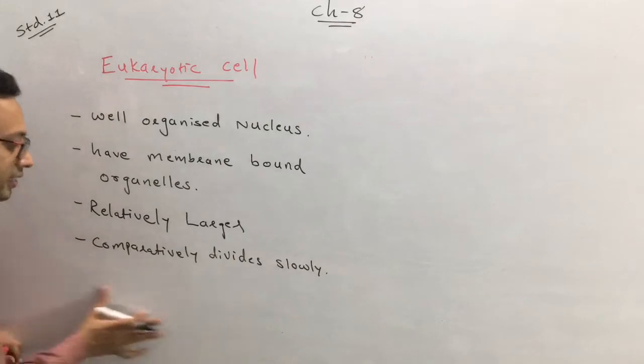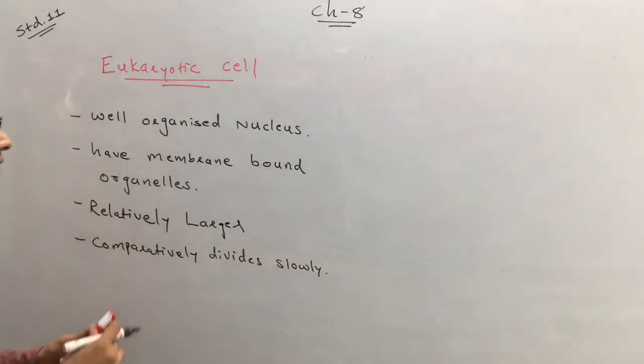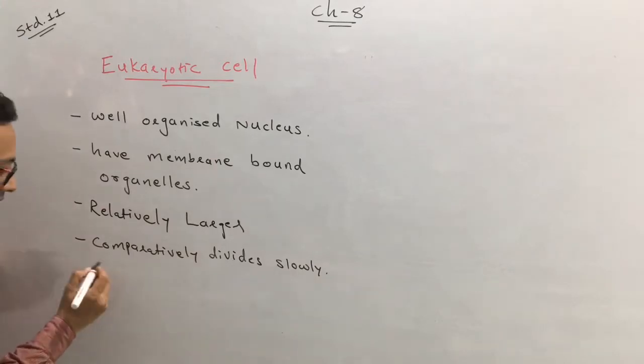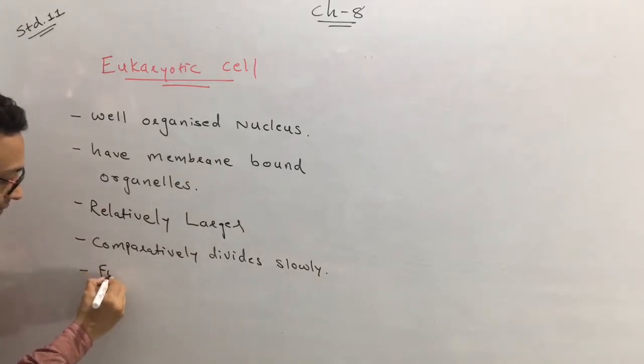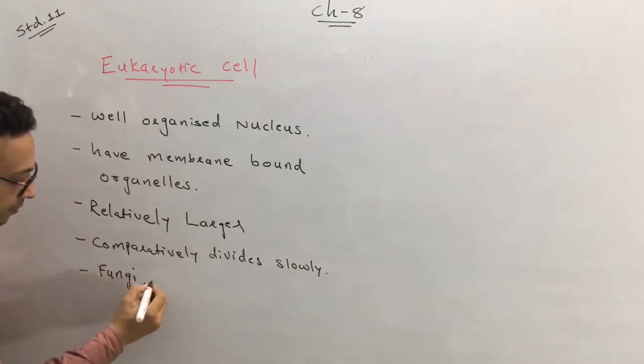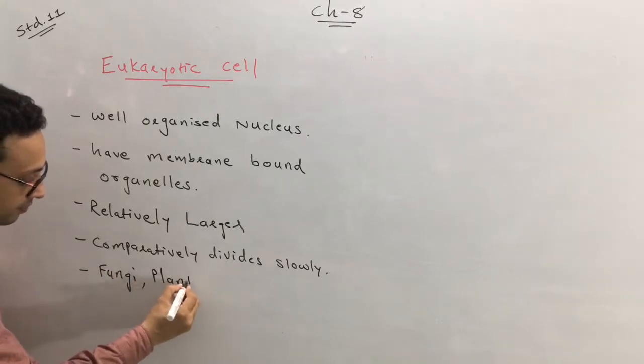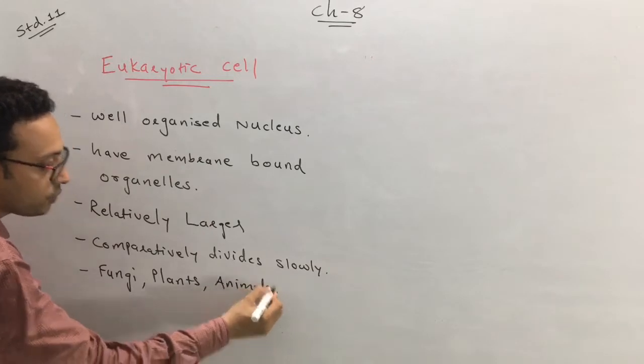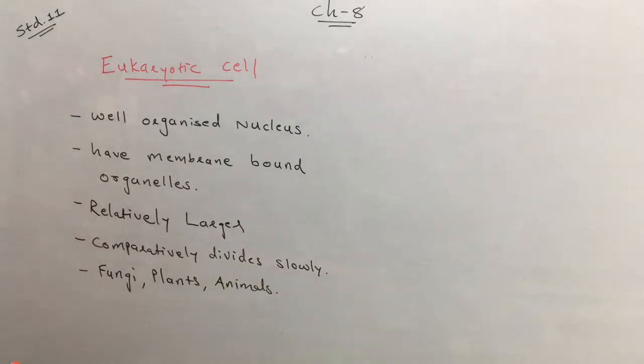Okay, and these are the basic characteristics of a eukaryotic cell. The examples are fungi, plants, animals. These are the usual examples you can find in eukaryotic cells: fungi, plants and animals.